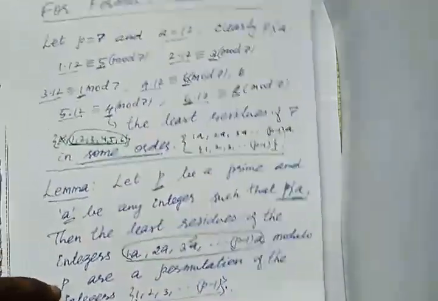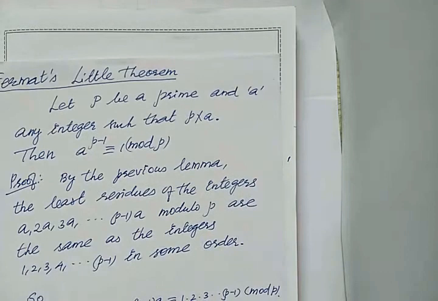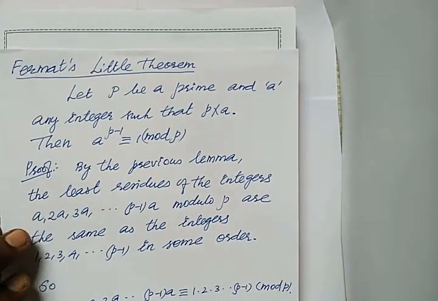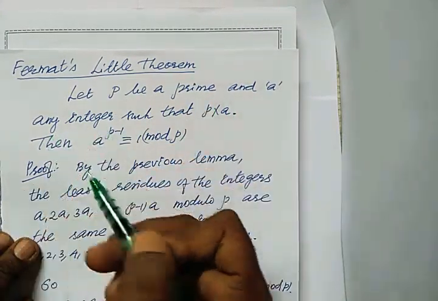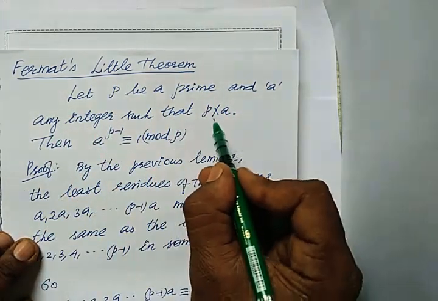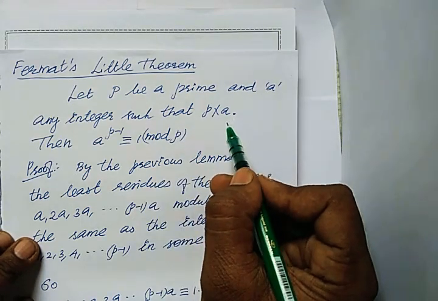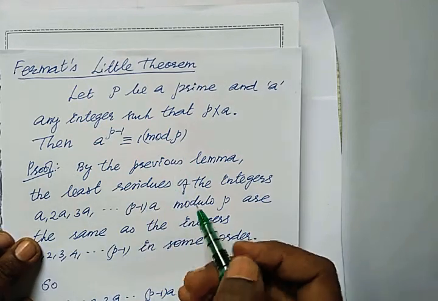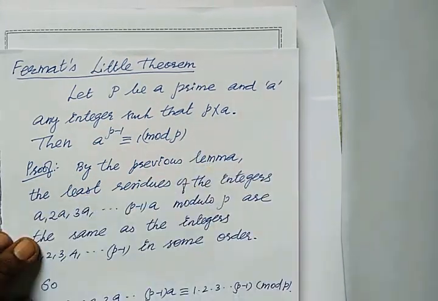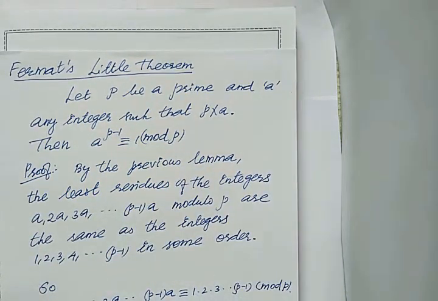Now by using this lemma, we shall prove Fermat's little theorem. What is Fermat's little theorem? Let P be a prime number and A be any integer such that P does not divide A. Then A to the power P minus 1 is congruent to 1 modulo P. This is a powerful theorem. This will be useful to find the remainders.